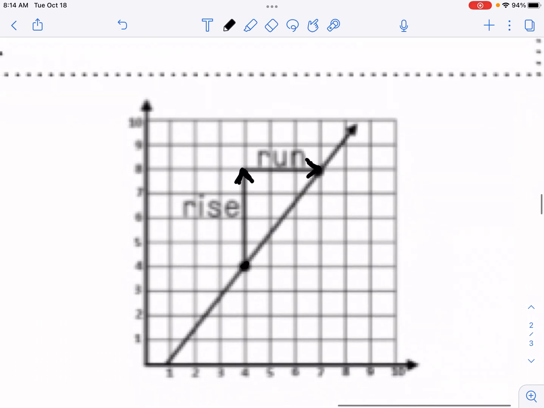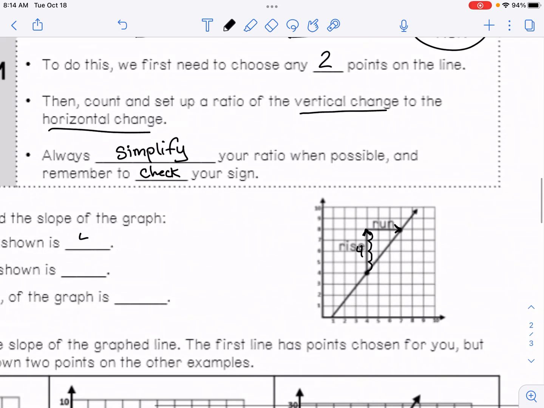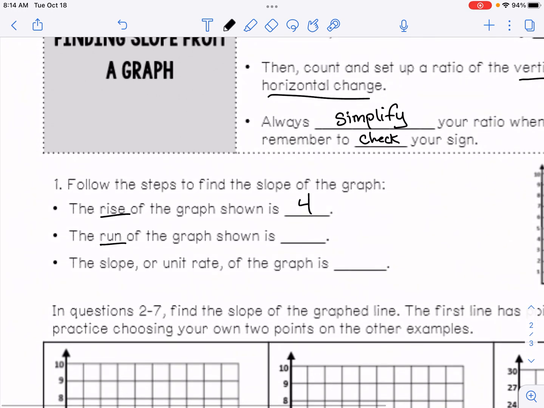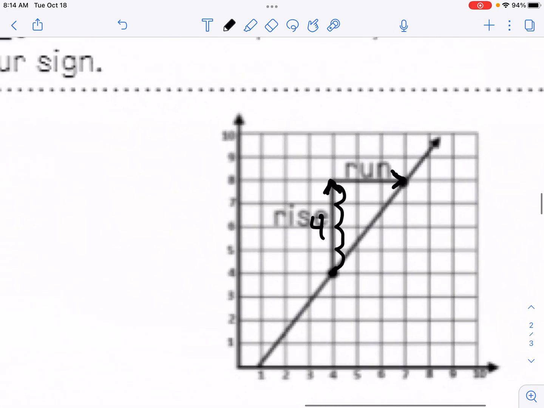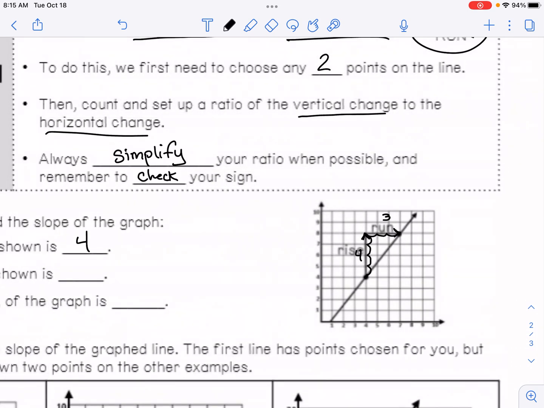It looks like our x and y axis go by increments of 1, so when we count, this is 1, 2, 3, 4 is the rise. And then the run. So it's positive 4 because we're going up. If we went down 4, it'd be negative 4. Now we're going to the right, 1, 2, 3. That is also positive. Going to the right is a positive, going to the left is a negative.